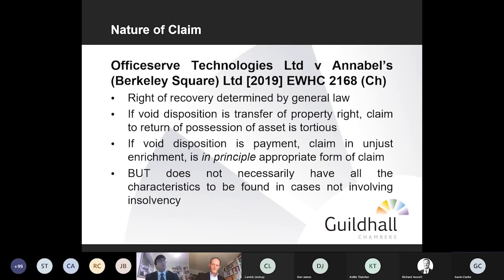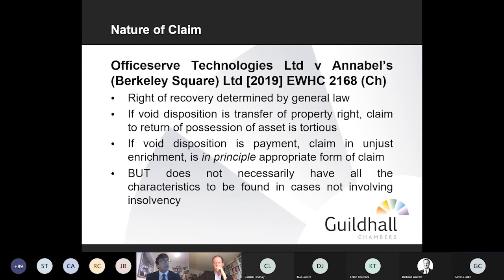So the underlying principles that come out of the Officeserve judgment, as Ed said, the statute itself is silent as to what the right of recovery is. So whereas, for example, with transactions at an undervalue or preferences, section 423, there are specific provisions in the Act that say the court may, on the application of the liquidator, do X, Y, and Z. All section 127 tells us is that these transactions are void, but doesn't tell us how we go about getting them in. And it's well settled, based on a long line of case law, that you then have to look to the general law to work out what your right of recovery is.